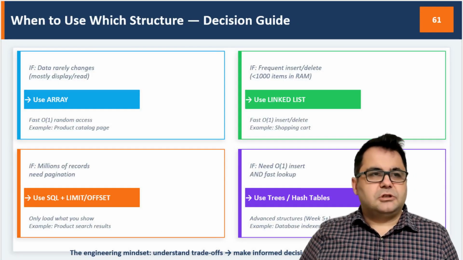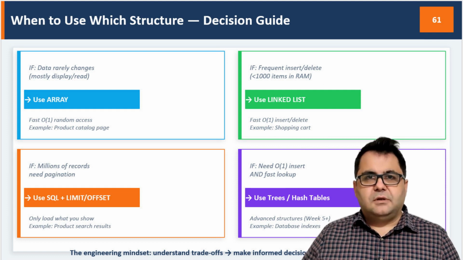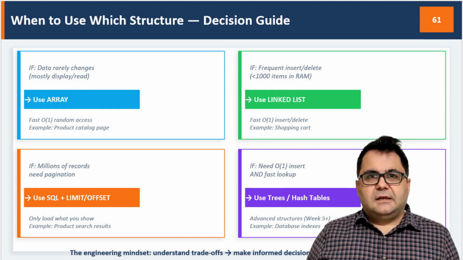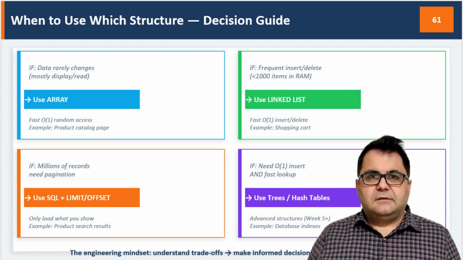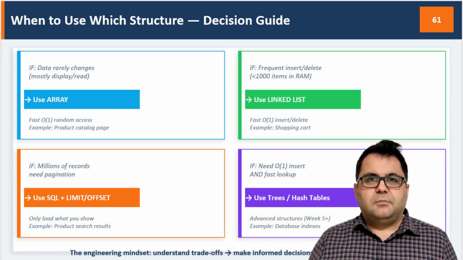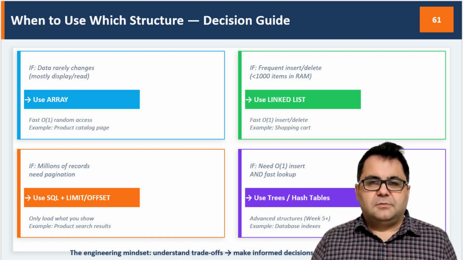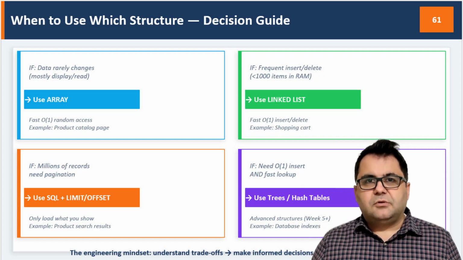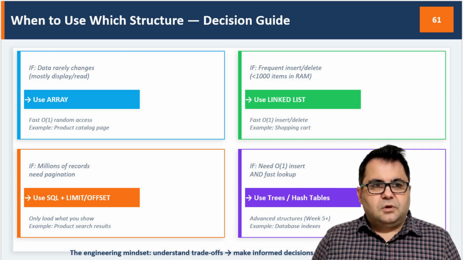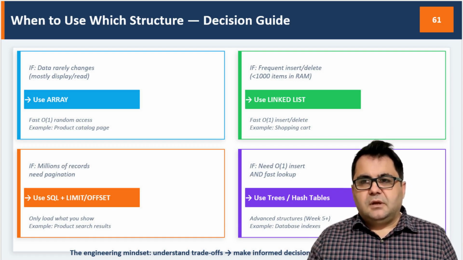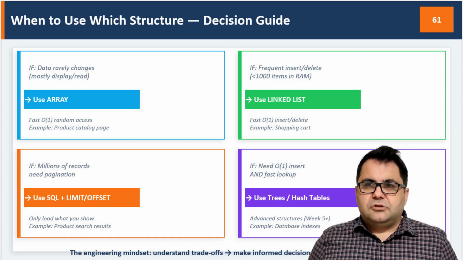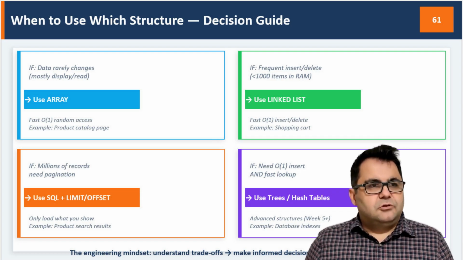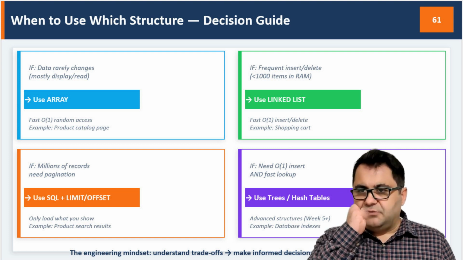When should you use which data structure? Here's a decision framework. Ask, is the data static or dynamic? If static, rarely changes, use an array. Example: a product catalog page where you're just displaying 20 products from the database, an array is perfect, no insertions needed. If dynamic, frequently changes, ask, small or large data set? If small, under 1,000 items, use a linked list. Example: a shopping cart where the user adds and removes items frequently, a linked list gives O(1) operations.